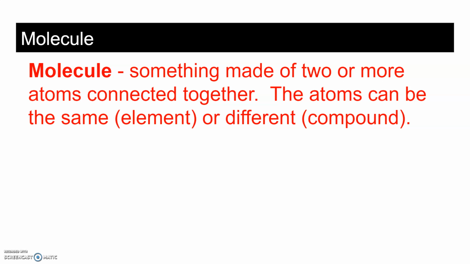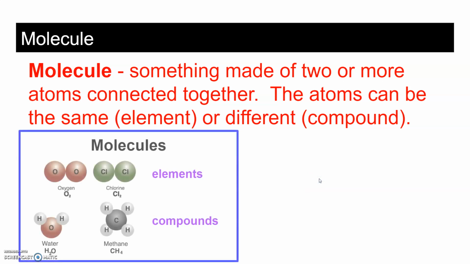And the atoms could be the same type of atom, that will be called an element, or different types of atoms, and those would be called compounds. So let's take a look at some examples. The first two examples we see are of elements, molecular oxygen, or O2, and chlorine. These two are examples of elements because they only have one type of atom in it. So for example, molecular oxygen, O2, only has oxygen atoms in it, and so it's an element.